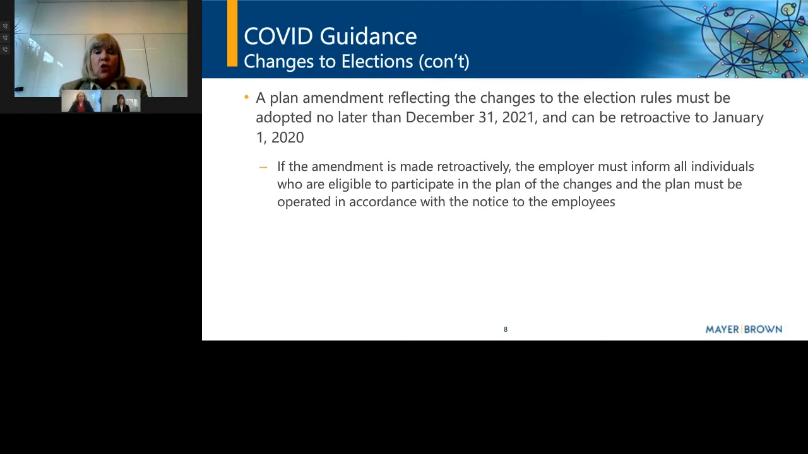The plan amendment also got special guidance because normally you have to amend your plan before you offer the benefits. But in this case, the changes can be made by an amendment that's adopted no later than December 31st, 2021, and it can be retroactive to January 1st, 2020. If it's retroactive, the employer has to give a notice to its employees of what the changes are, and the plan has to be administered in accordance with that notice.